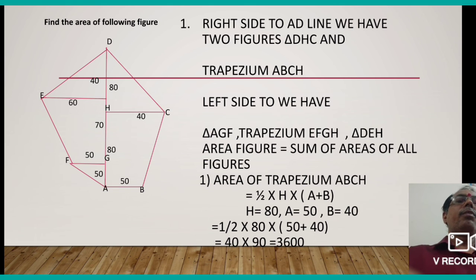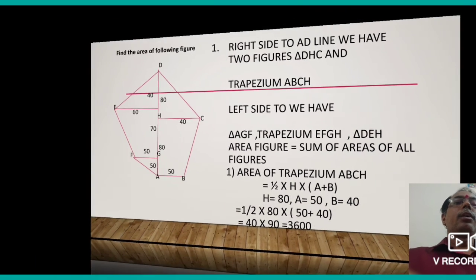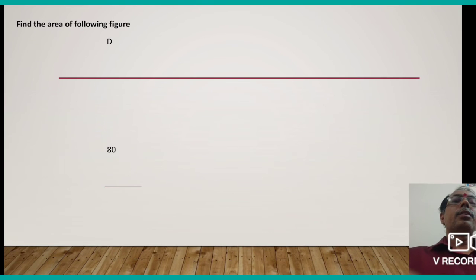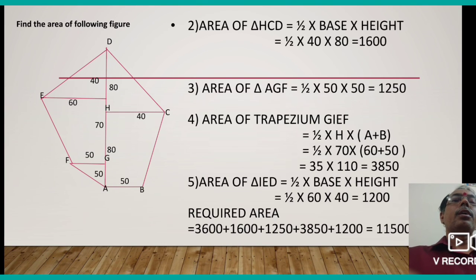So next, follow up that one. Then here we get half into 80 into 50 plus 40. Then we get 40 into 90, 3600. Okay. Now next, area of triangle HCD, that is half into base into height, half into 40 into 80, that is 1600. Area of triangle AGF, that is half into 50 into 50, 1250.